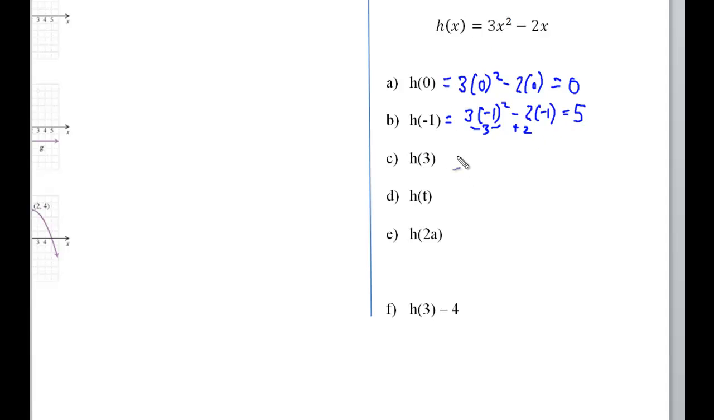Now if I plug 3 in here, I'm going to have 3 times the quantity of 3 squared minus 2 times the quantity of 3. So that's 3 times 9 minus 6. So 27 minus 6 is 23. Now the letter t, just plugging that in, you're going to love this one. 3t squared minus 2t. Yeah, that's it. Just plugging the letter t in for the letter x. That's the only change.